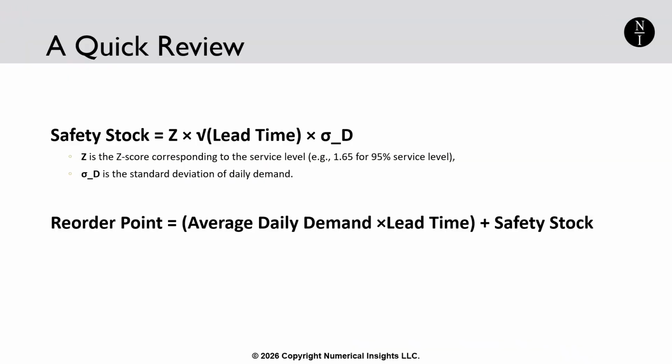Before diving into seasonal adaptations, let's recap the basics. Safety stock is the extra inventory held to buffer against uncertainties like demand spikes, supplier delays, or forecasting errors. It's calculated using factors such as the average daily demand, lead time, which is the length of time it takes from ordering something to receiving the goods, and service level, the desired probability of not stocking out.